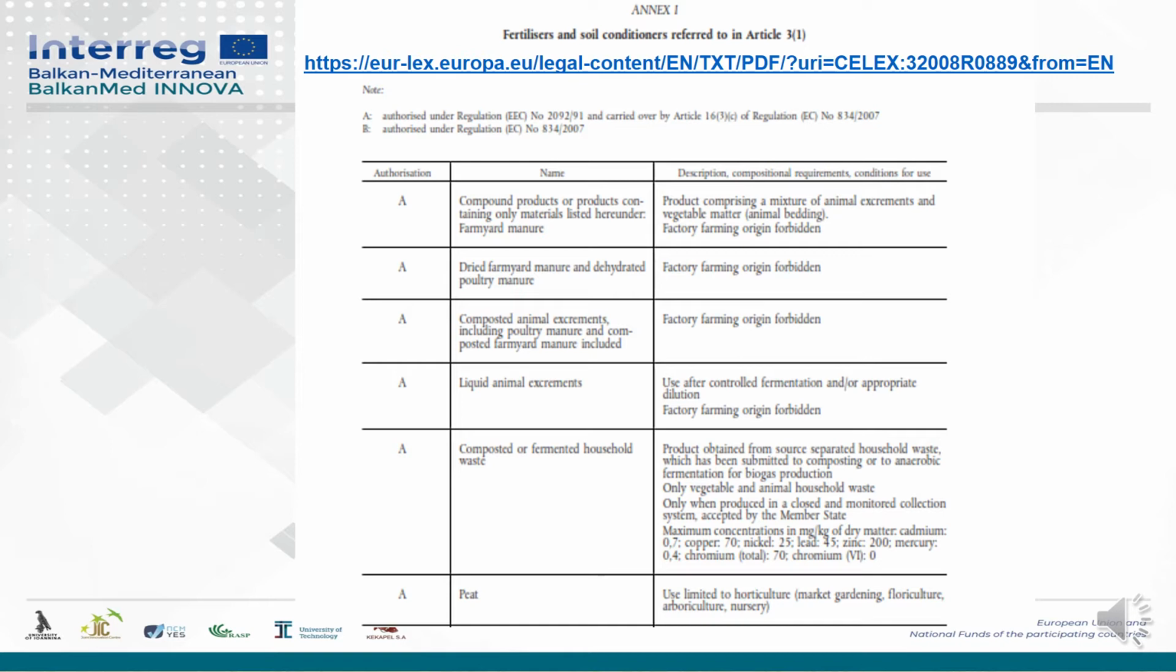You have some limits of some metals. Cadmium 0.7, copper 70, nickel 25, lead 45, zinc 200, mercury 0.4, chromium total, and chromium 6, and chromium 6 is 0. Is peat use limited to horticulture? So peat is a very limited use: market gardening, floriculture, arboriculture, and nursery.